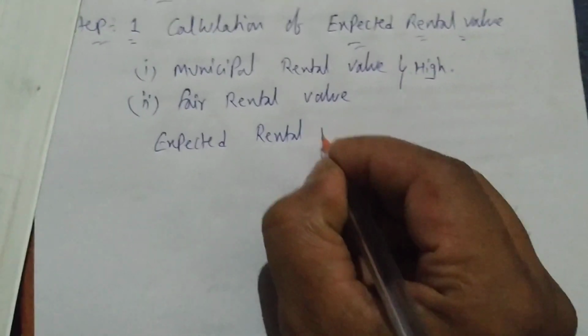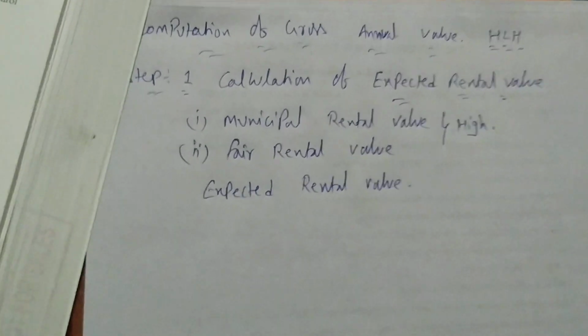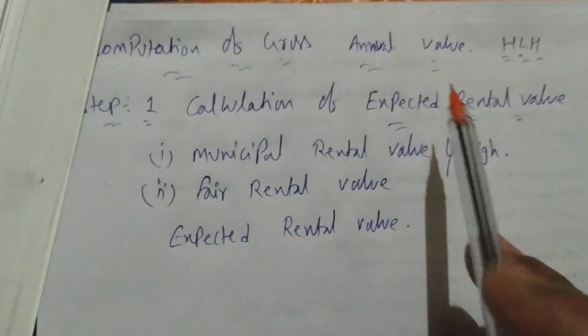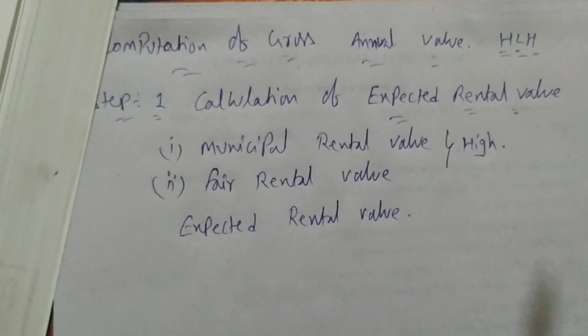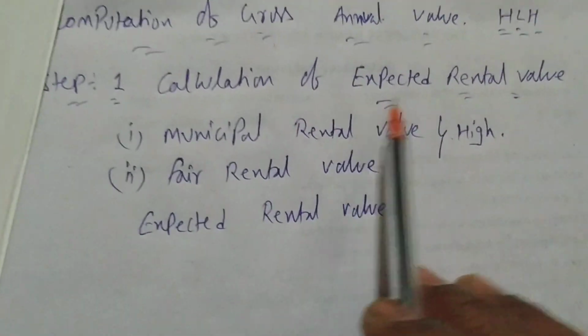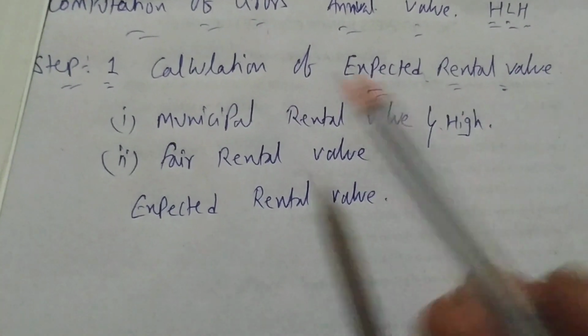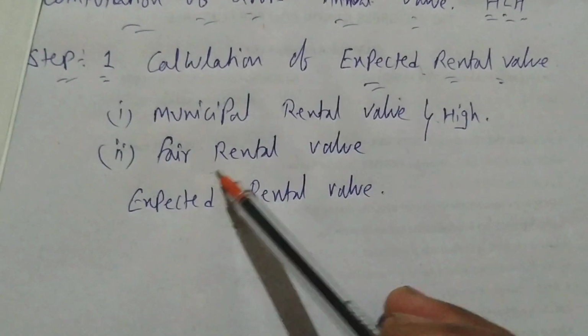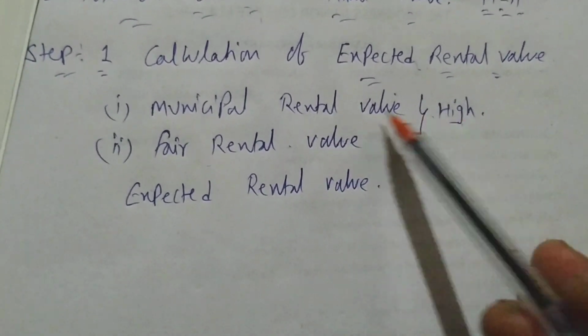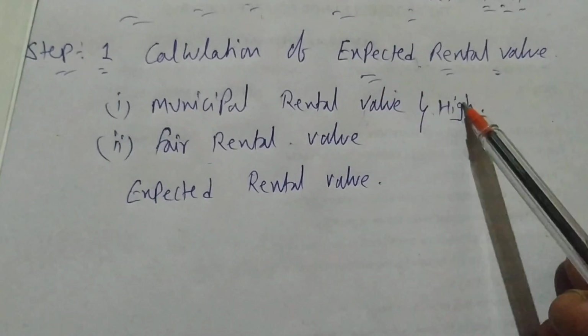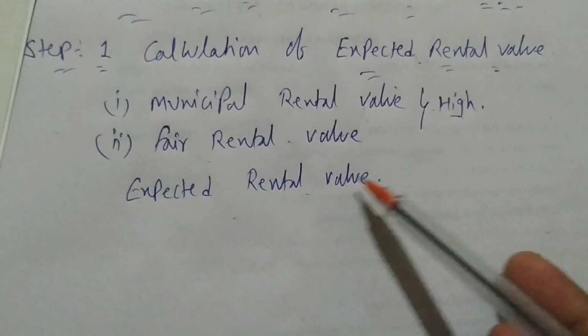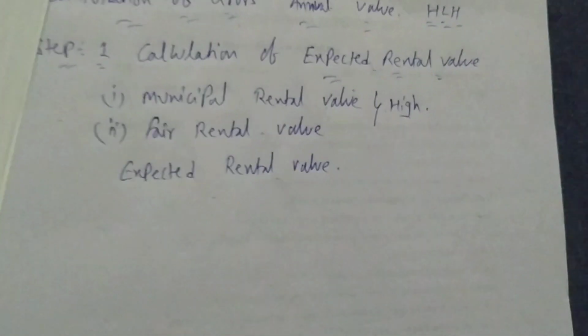So to find out GAV, we have 3 steps. In those 3 steps, the first step is calculation of expected rental value. How to find out expected rental value? Municipal rental value or fair rental value, whichever is high. Among the two, the higher will be called expected rental value. So this is step number 1.